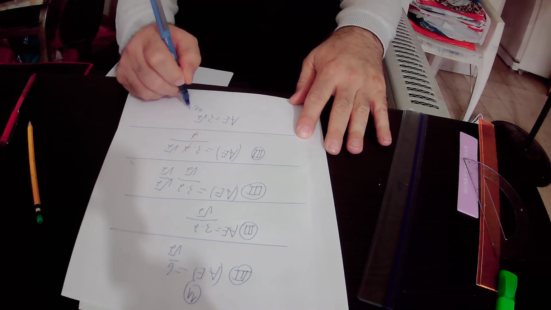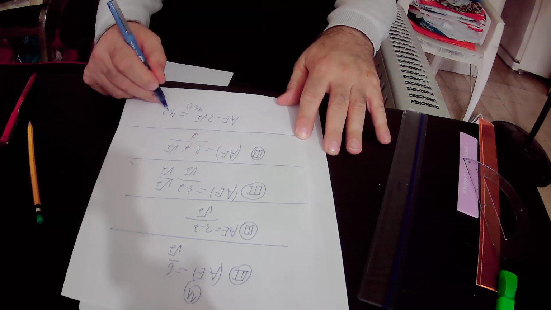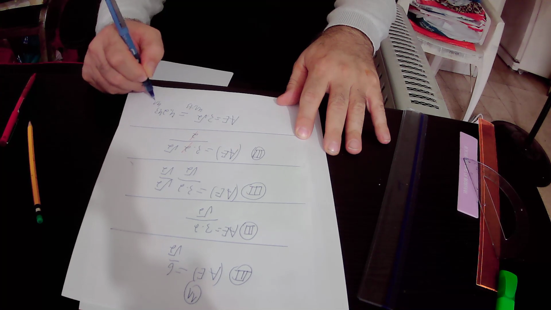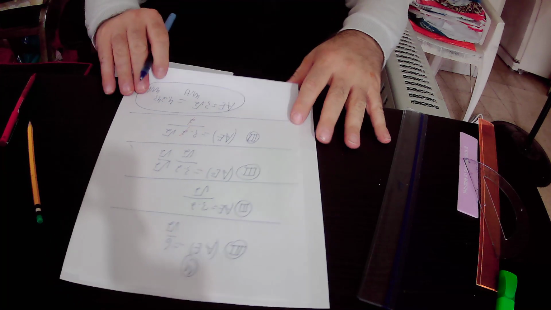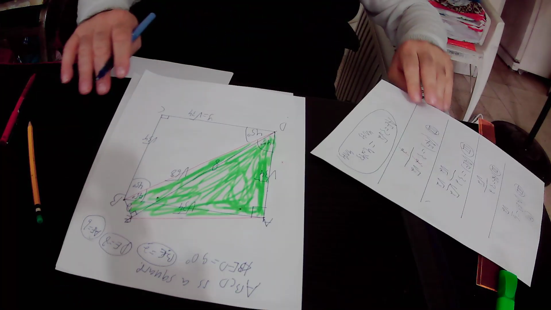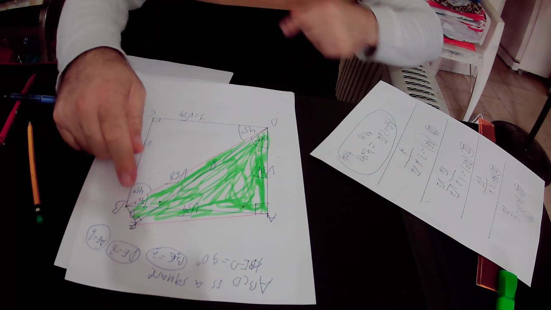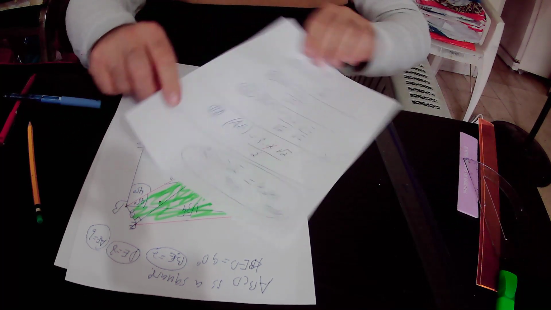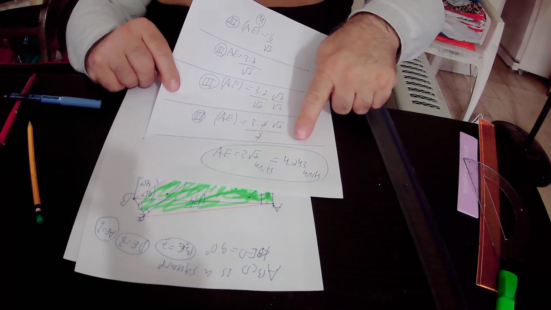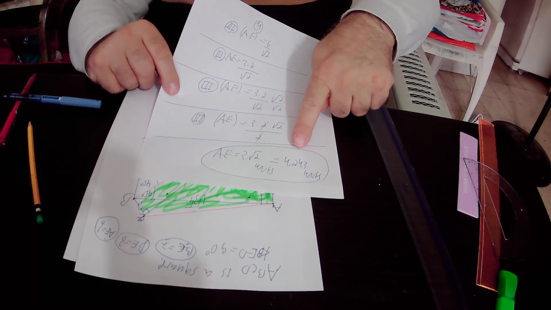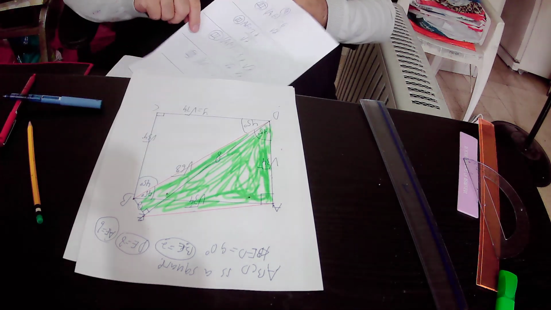units, or in terms of numbers, AE equals to 4.243 units. I will repeat again. The missing line segment AE equals to either 3 times root 2 units, or in terms of numbers, line segment AE equals to 4.243 units. That is the answer to the question.